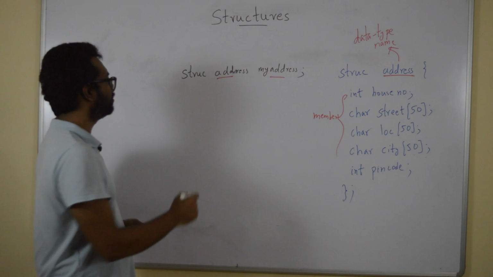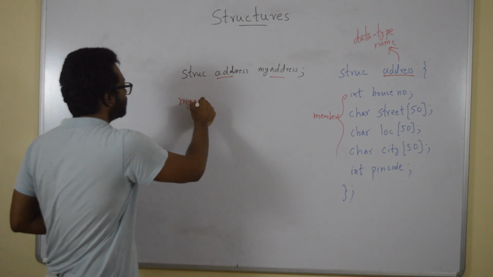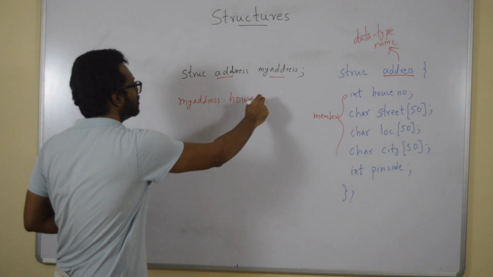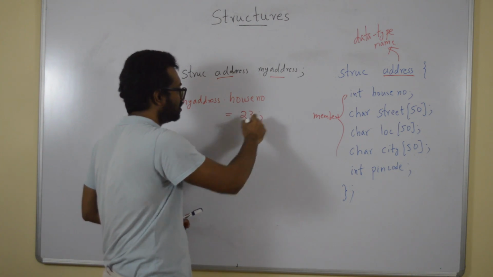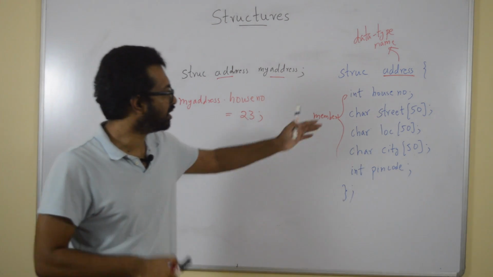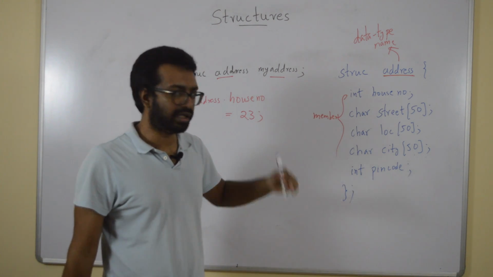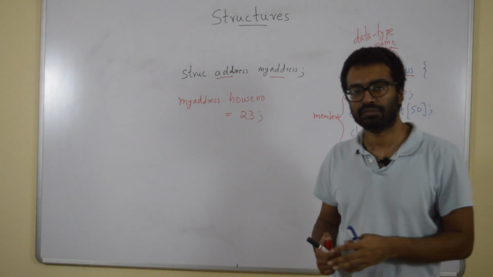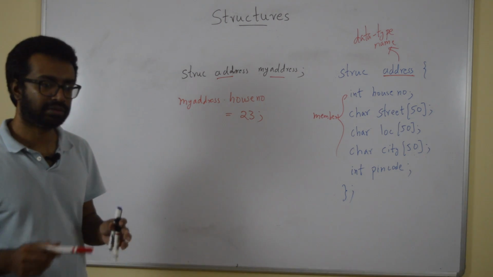Again, how do I access them? I can write my address dot house number is equal to, say, 23. I can store the street name, location name, city name, etc. here in these character arrays. Similarly, the pin code can be stored in this integer, etc. Is that clear? Good.